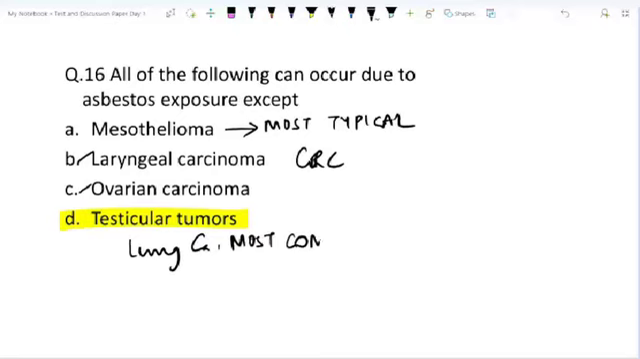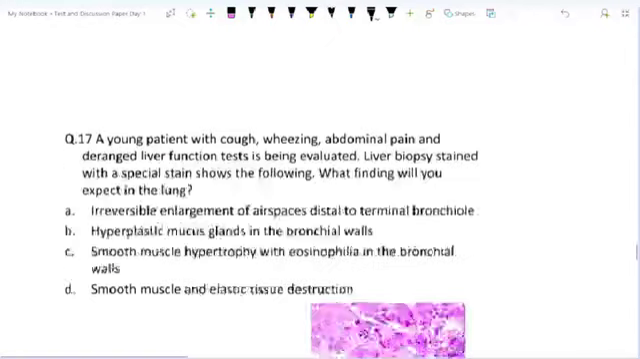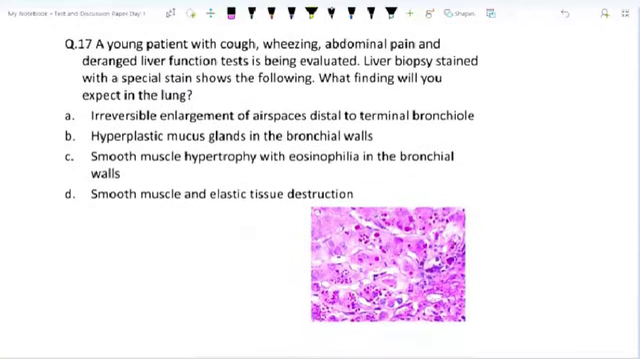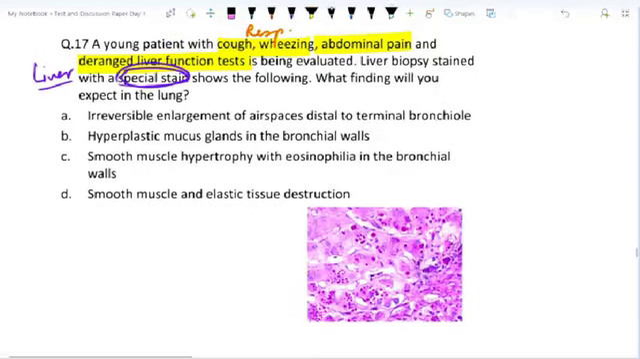asbestos exposure. Okay. A young patient with cough, wheezing, abdominal pain and deranged liver function tests is being evaluated. So the patient has cough and wheezing, some kind of respiratory involvement. Abdominal pain and deranged liver function tests is some kind of liver involvement. A liver biopsy was stained with a special stain. So if you can identify the special stain, maybe you can come to the diagnosis.